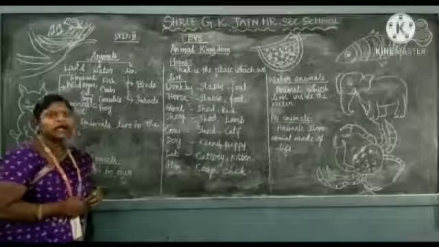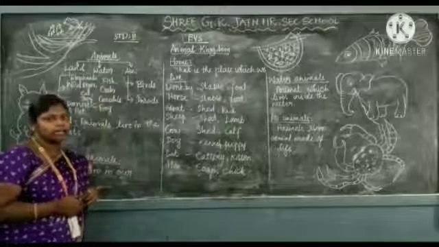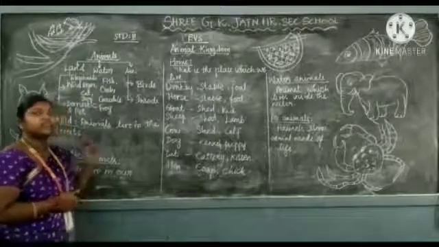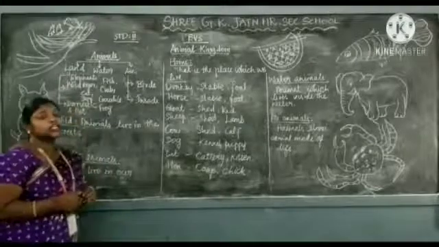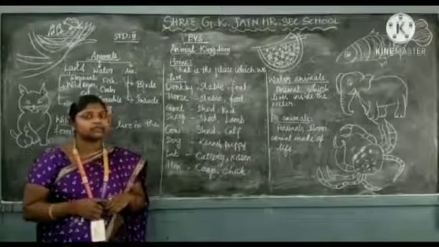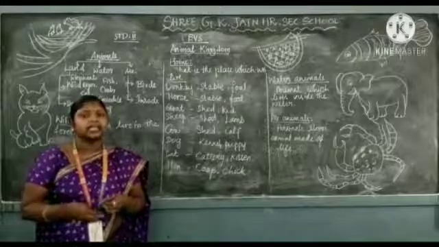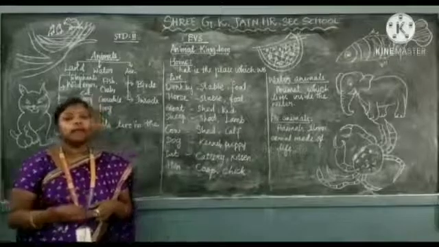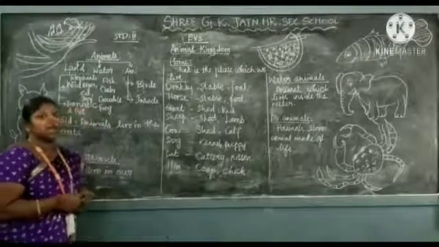Okay children, we have seen about the classification of animals according to their habitat. Habitat is nothing but the living place for the animals. Here, let me tell you one thing about mammals. Have you heard the word mammals? Mammals mean they are giving birth to their young ones and they are providing milk to their young ones. That animals are called as mammals.